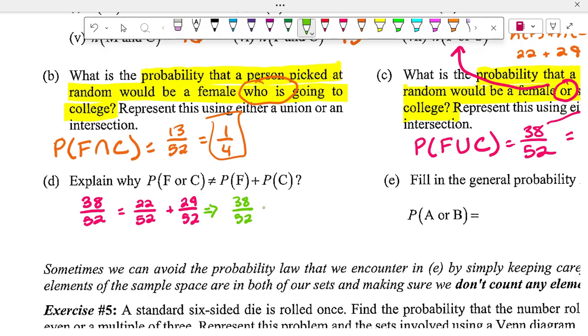It'll be 51 out of 52. Even though that's not over 1, that means that 51 out of 52 people are either female or they're going to college. Which is a little high, all things considering. That either means we have a lot of females or we have a lot of people going to college. Or both. Exactly. And we already found the true probability. They're not equal. But why?